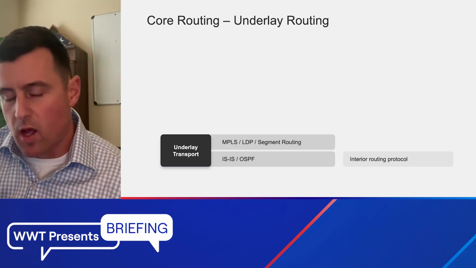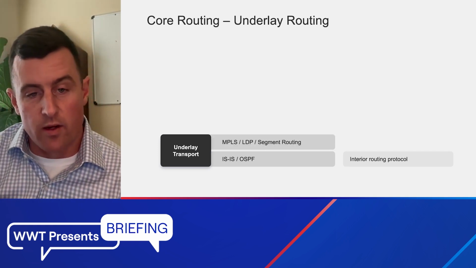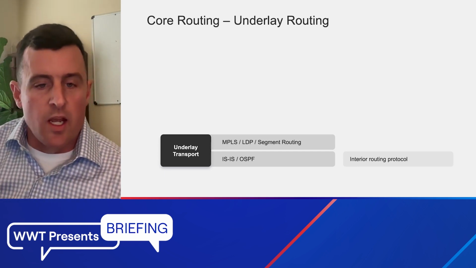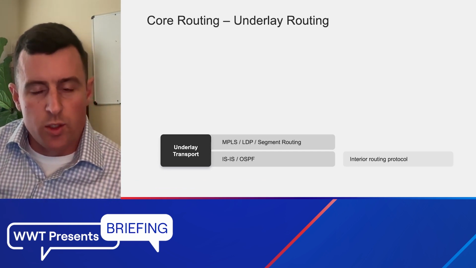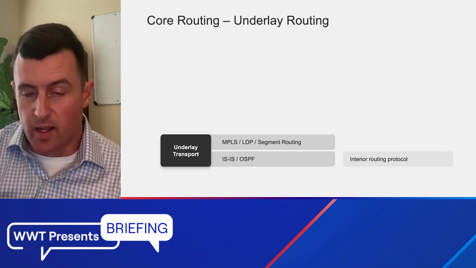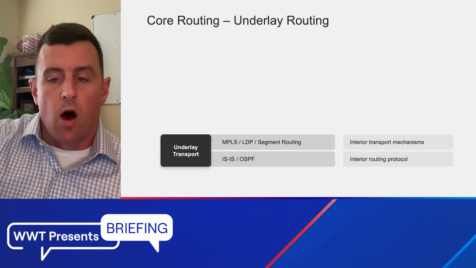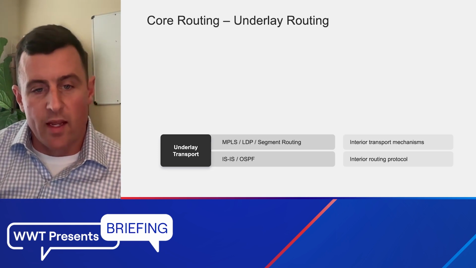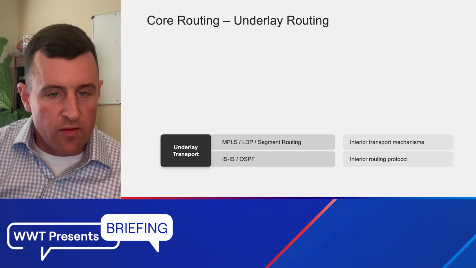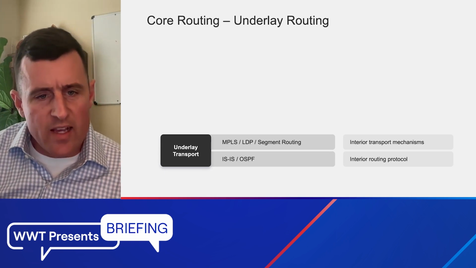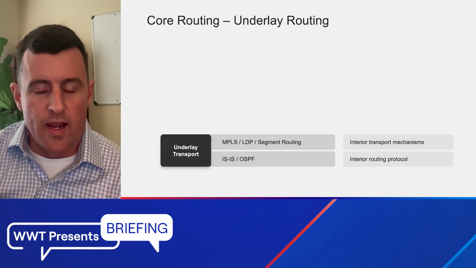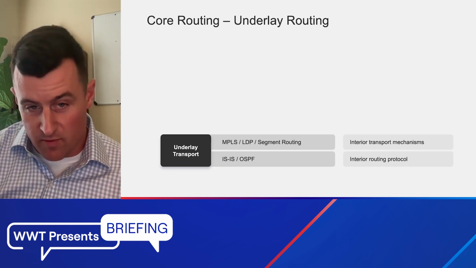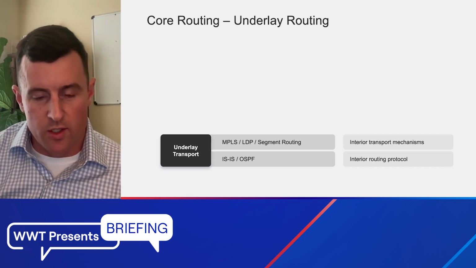There are some other technologies that are really important to the underlay. MPLS, which is multi-protocol label switching. You have LDP, which is label distribution protocol. And of course, segment routing has become very popular in recent years. All of these technologies revolve around transport. So they're transport mechanisms. For example, in the case of MPLS, you're doing fast switching rather than routing at the IP layer. With LDP, you're exchanging prefix to label binding information between neighbors and across your network.